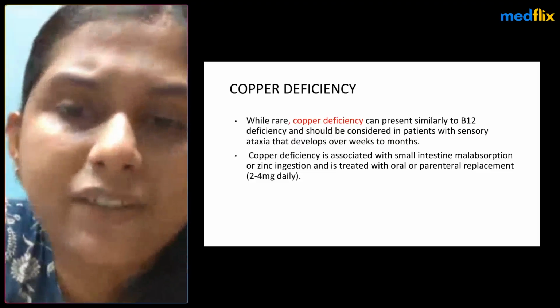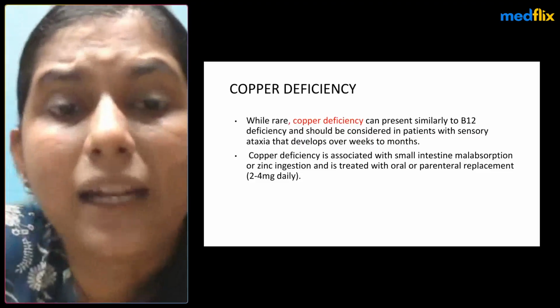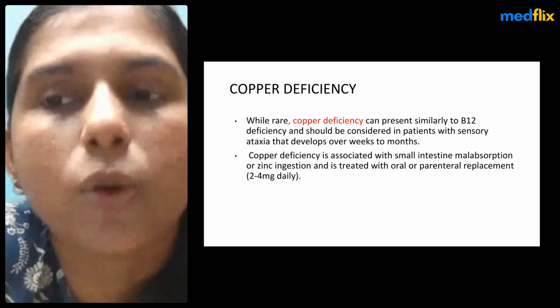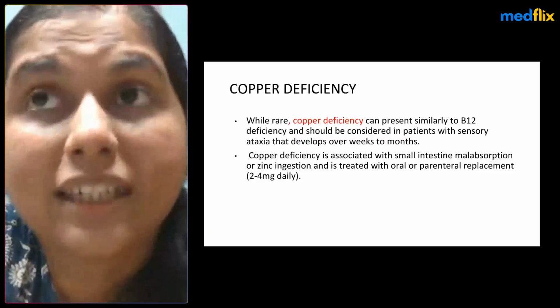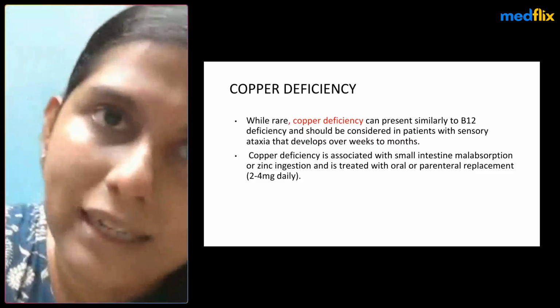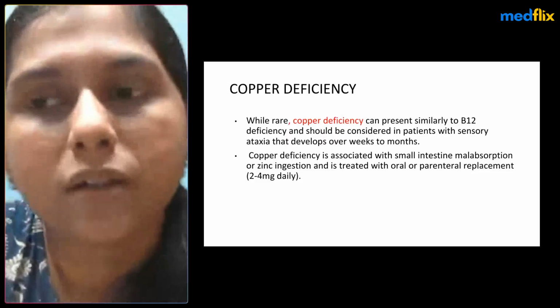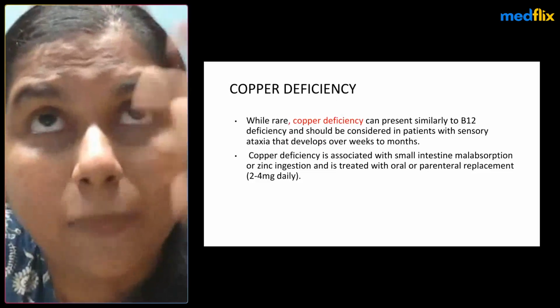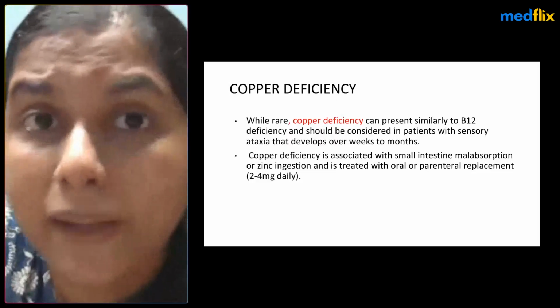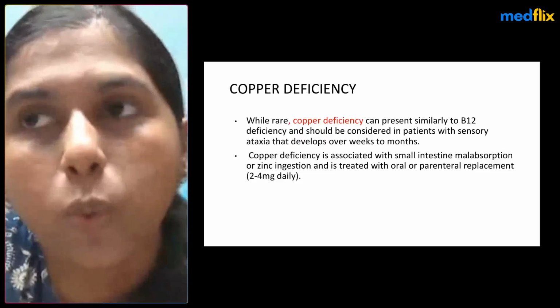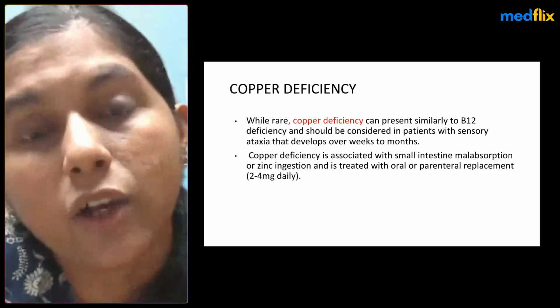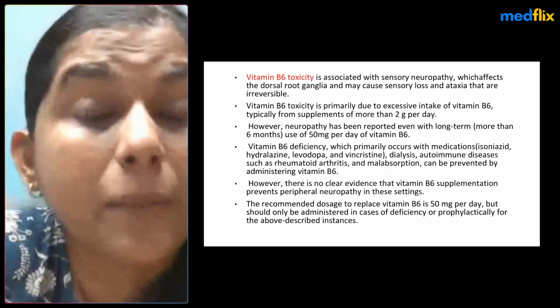This copper deficiency is associated with small intestinal malabsorption or zinc ingestion. So many people actually take zinc as a supplement, and they can have a tendency to develop copper deficiency. And this is something we need to remember, especially when we're taking history of these peripheral neuropathy patients, because they may not volunteer to tell you that they're taking zinc, or for that matter taking vitamin B6.